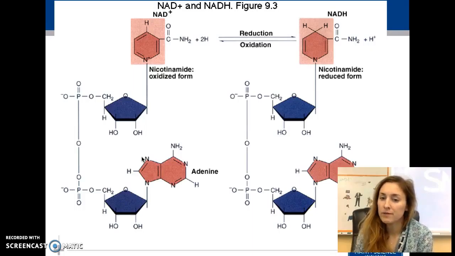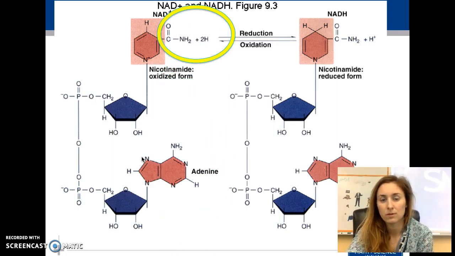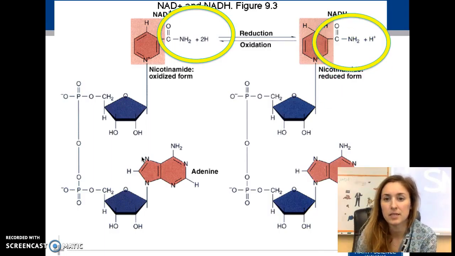The other molecule that we have to be cognizant of is NAD and NADH. This is a hydrogen carrier, similar to in photosynthesis. We see that NAD doesn't have the hydrogen, NADH does. And so we see that it either has the extra hydrogens or it does not.